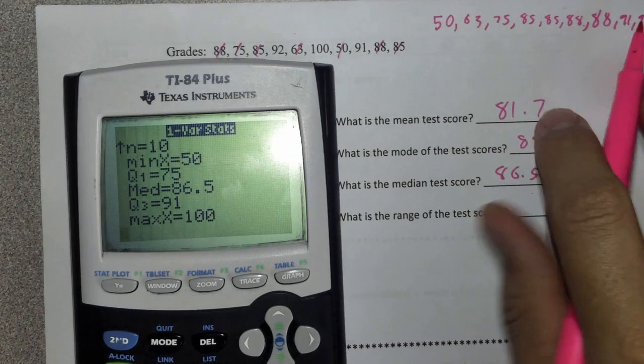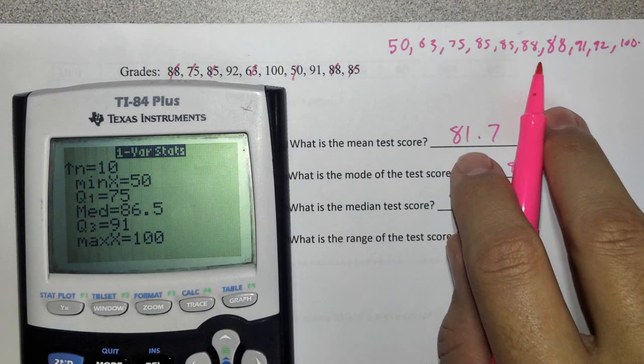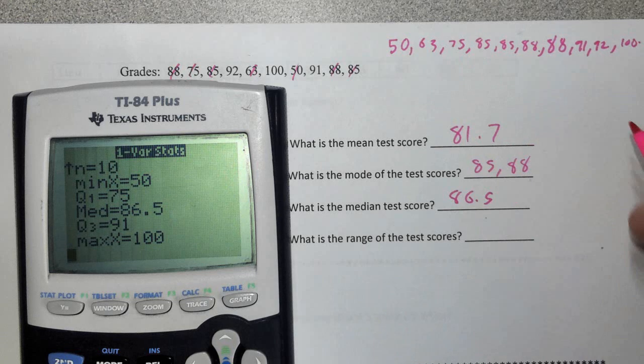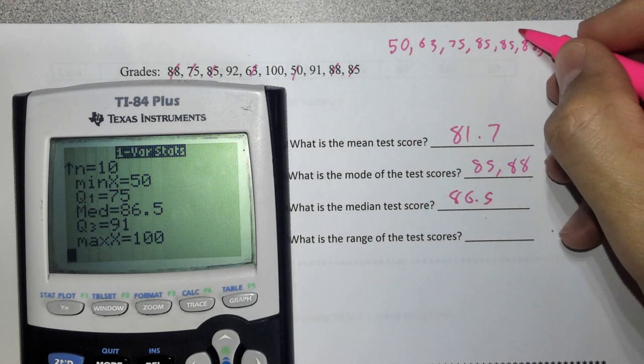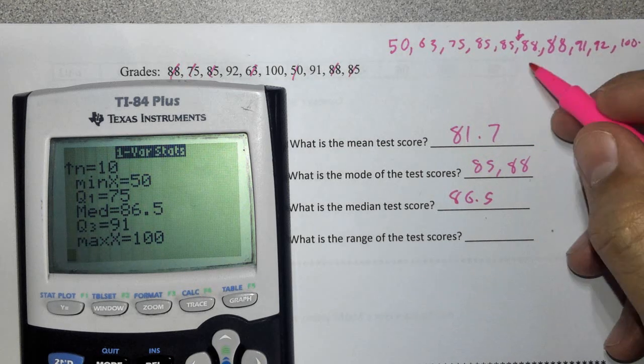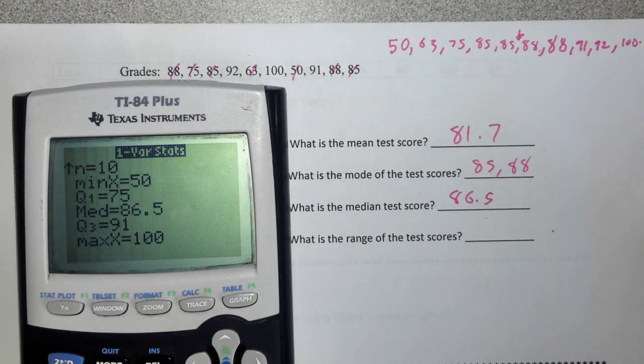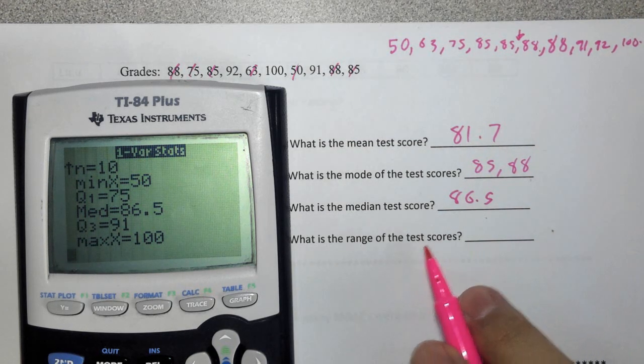If you notice that grade's not up here. When you're doing median with an even number, 1, 2, 3, 4, 5, the median would come in between this, and that's the average of those two numbers. What is the range of test scores?